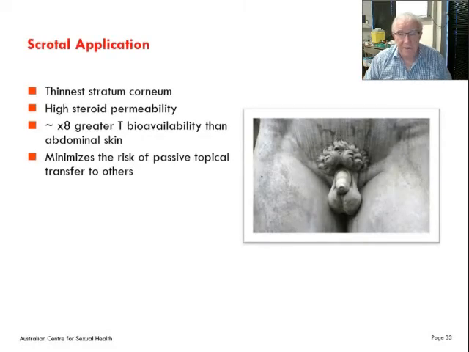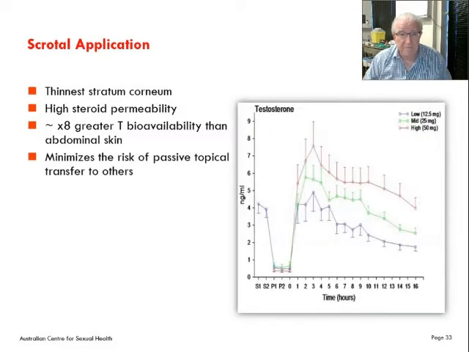There is some interest in the application of testosterone cream to the scrotum. The scrotum has a very thin stratum corneum. It has much higher permeability to topical anabolic steroids, 8 times higher in fact, and it minimises the risk of passive transfer to partners. The graph on the right-hand side of the screen shows serum levels of testosterone versus time for transscrotal application of a testosterone cream available in Australia called Androfoot.